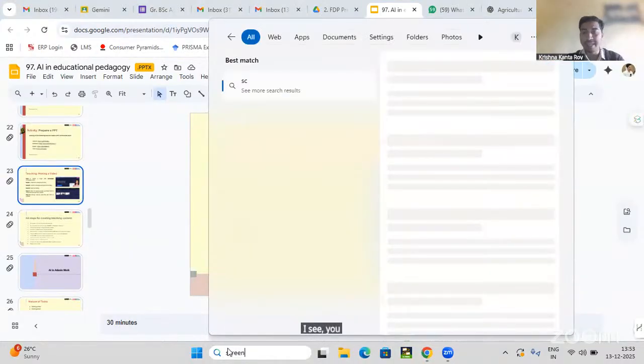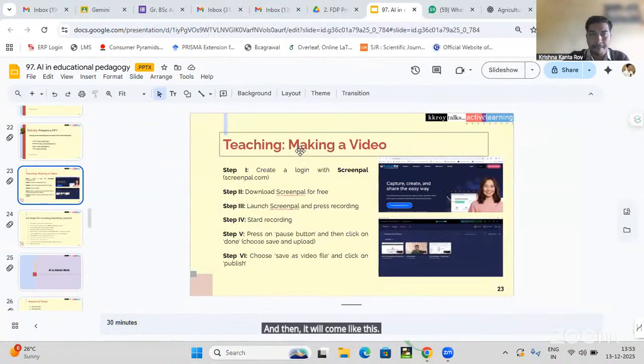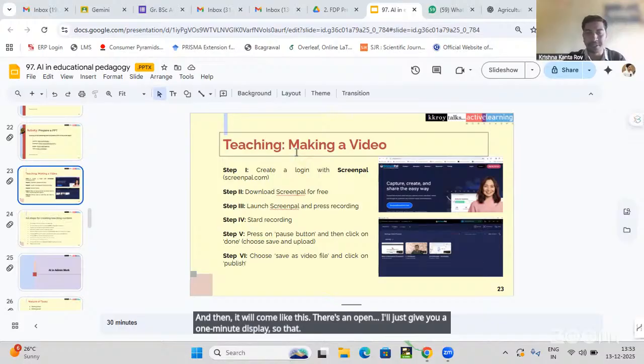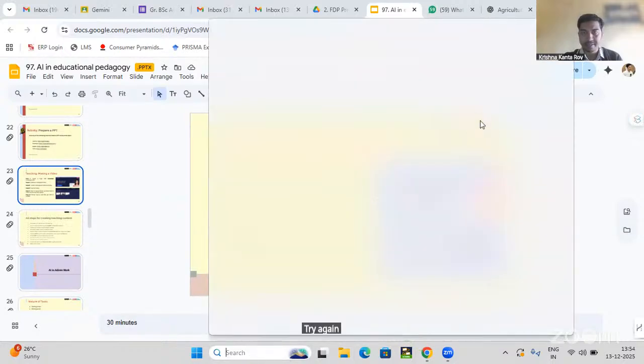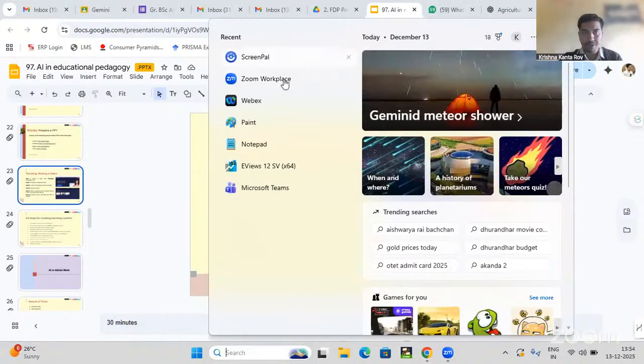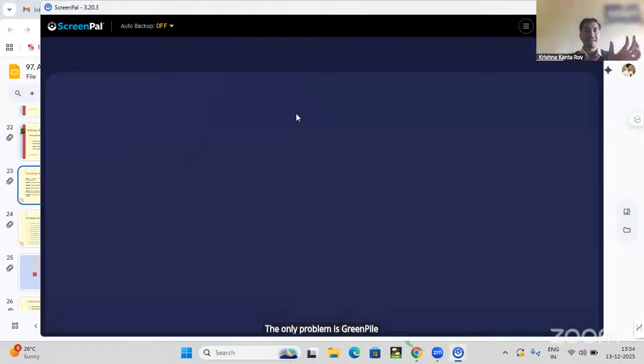You can download the exe file, you can run it in your computers, and then it will open like this. I'll just give you a 1-minute display so that you know how it works. It is coming. Sometimes it takes a little time. I'll try again. ScreenPal. The only problem is ScreenPal also asks that it wants to capture my face and all that.